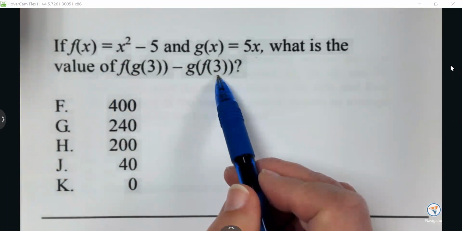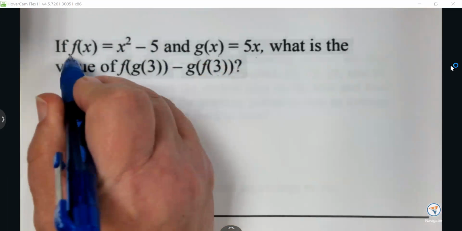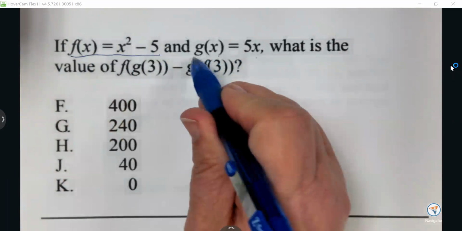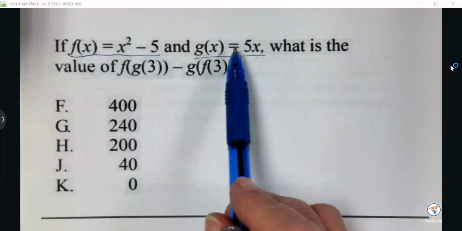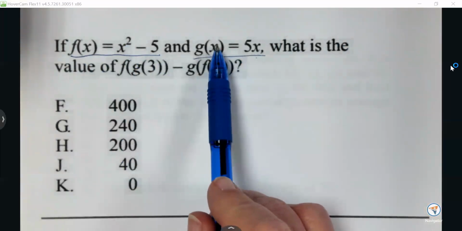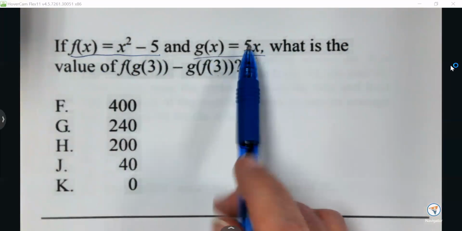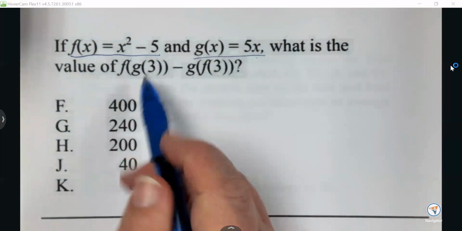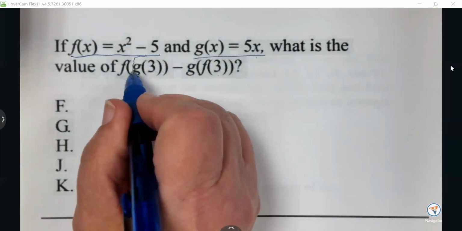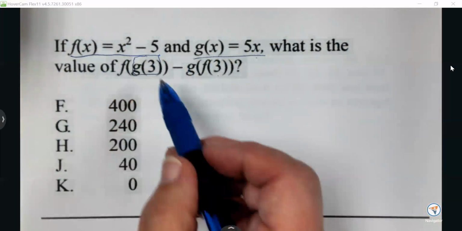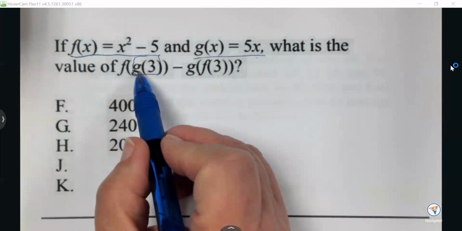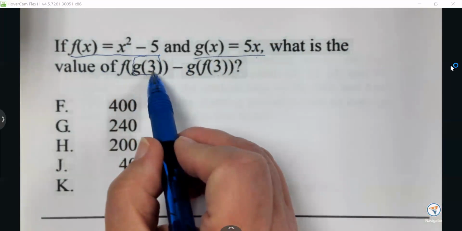It's just evaluating functions. They're always going to give you the functions they want you to use. In this case, f of x is x to the second minus 5. G of x, when they ask for the g function, that's 5x. So let's piece it out. First, we're going to find g of 3. That means I only need the g function, and I need to evaluate it at 3.